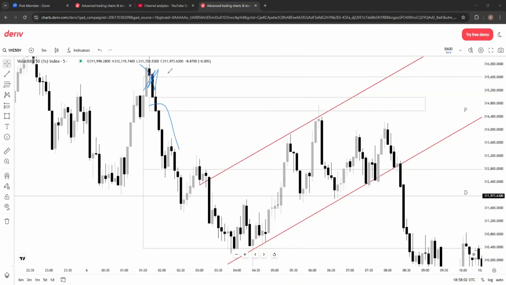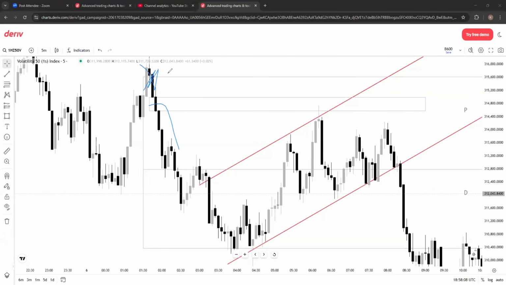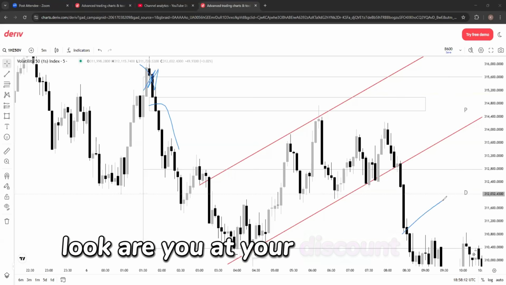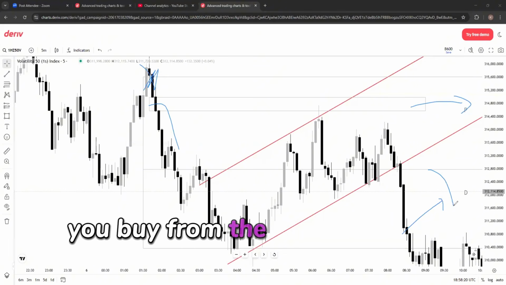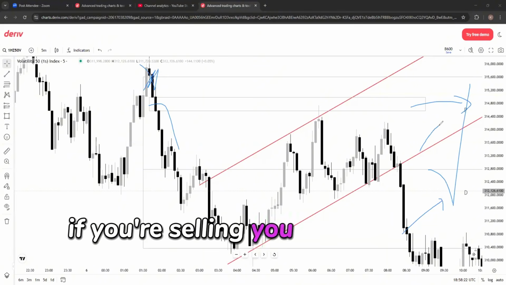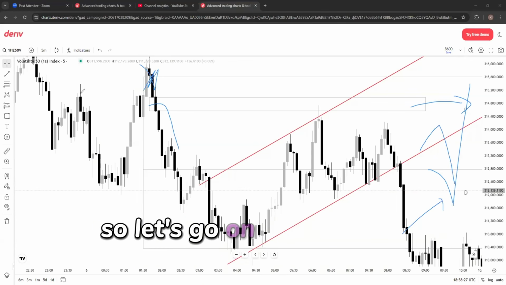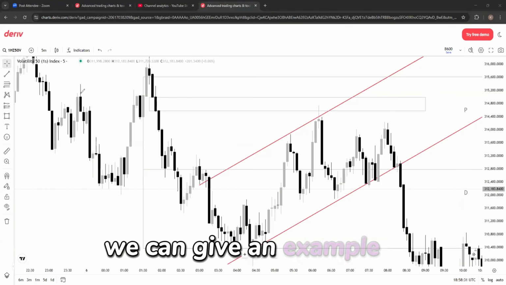When you see a flag, the first thing you should do is not to say, I've seen a flag, I'm going to sell it. Look, are you at your discount level? Are you at your premium level? Are you buying or are you selling? Remember, if you are buying, you buy from the discount going up. If you're selling, you sell from the premium going down. So let's go on and let's find another flag we can give an example on.